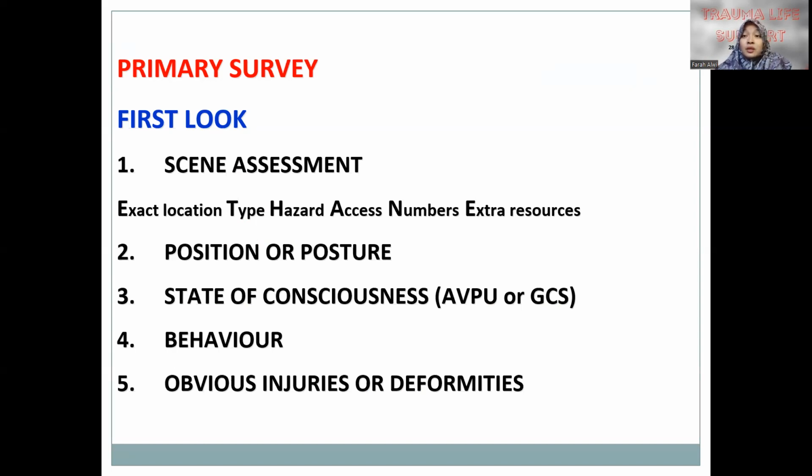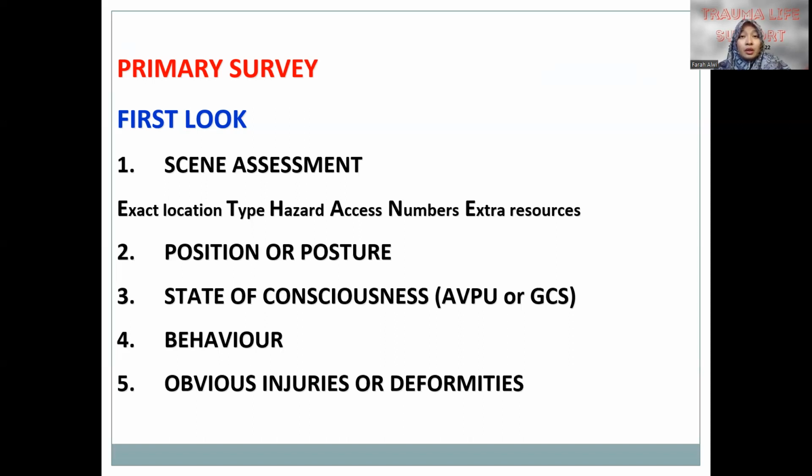E is exact location. Where does the trauma happen? For example, there's a motor vehicle accident at kilometer 387, Lebuh Raya Utara Selatan, menghala ke arah utara. That is the exact location. So that you have to tell your MECC this is the exact location so that they can send the next teams, your assisting teams, to the exact place.